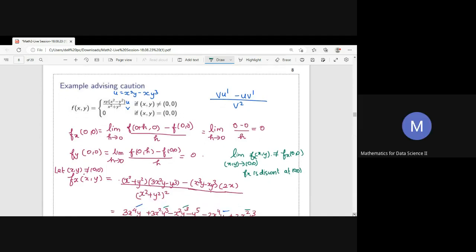Just one doubt. During the beginning of week 10, we did multiple exercises to verify whether a function is continuous. We were using various options like y equal to mx, y equal to x square.